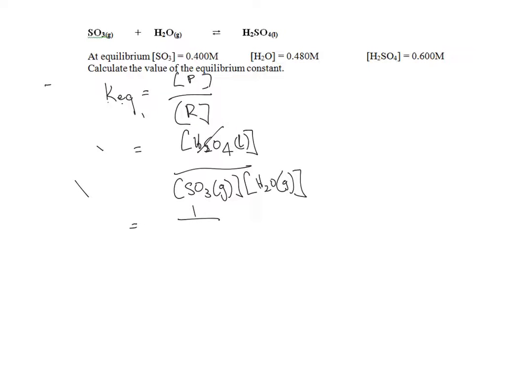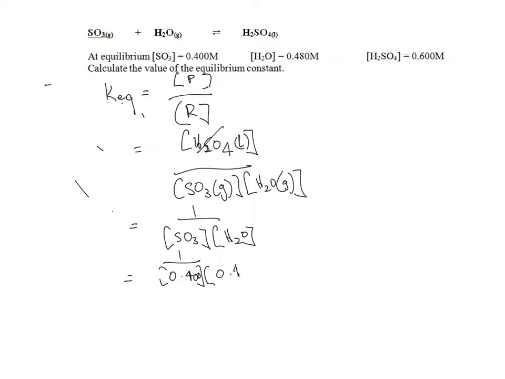So we'll get 1 over SO3 times H2O. And from here, it's a simple matter of substituting our values. So at equilibrium, we have 1 over our SO3 concentration, which will be 0.4 molar, times our concentration of our water. Now it's in gaseous form, so we do need to take that into account.